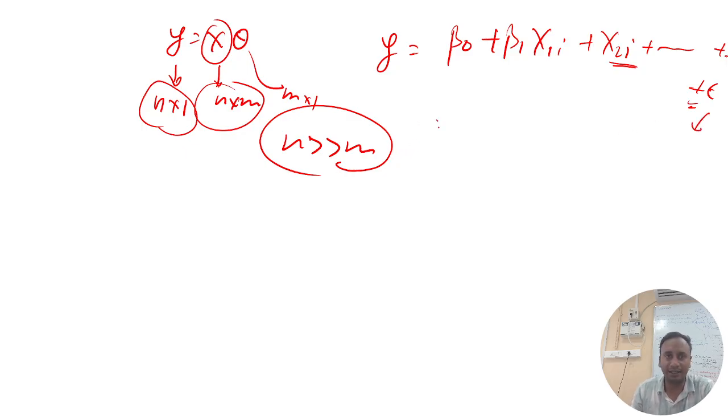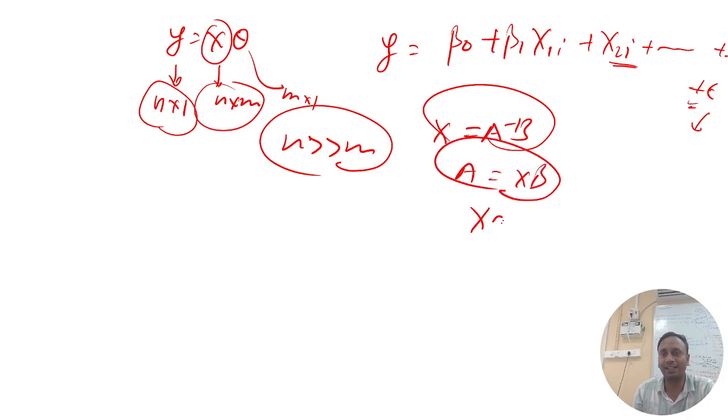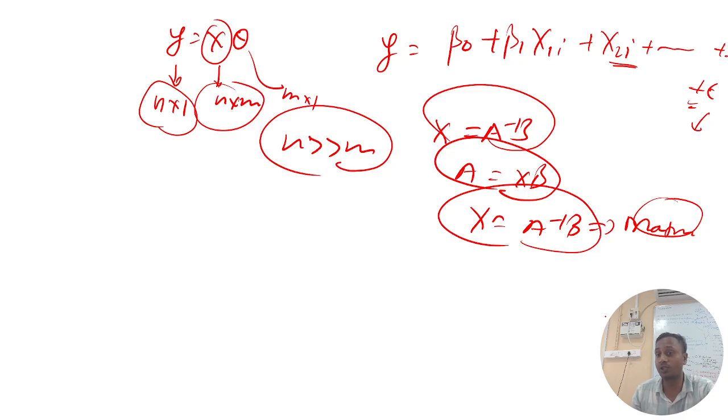So we have to get the x value. Let's say a is equal to xb. So to find out x, it will become a inverse b. That problem will become like matrix and inverse matrix problems, because here we don't have a direct way where we can just do the calculations.